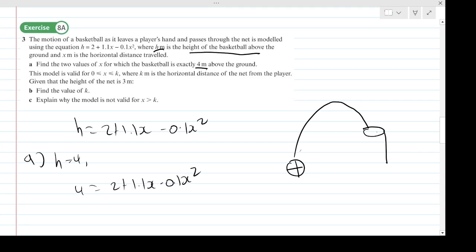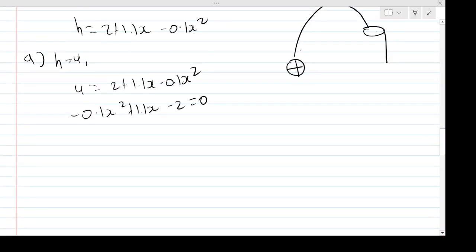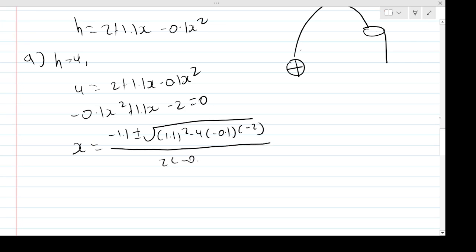This is a quadratic equation now. If I take away 4 from both sides, I get minus 0.1x squared add 1.1x, take away 2 equals 0. I could simplify the quadratic, but I'm just going to put it in the quadratic formula to solve it quite quickly. So x is going to be minus 1.1, plus or minus the root of 1.1 squared, take away 4 lots of minus 0.1 times minus 2, over 2 lots of minus 0.1.